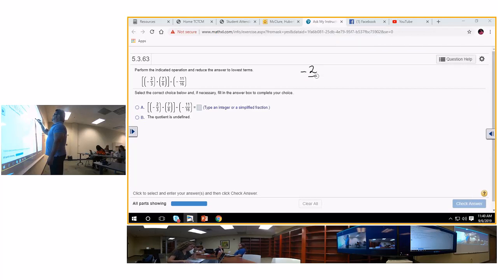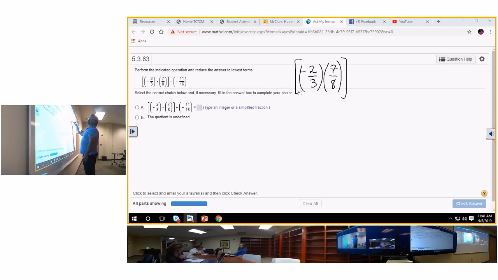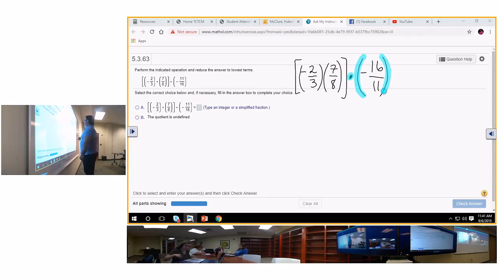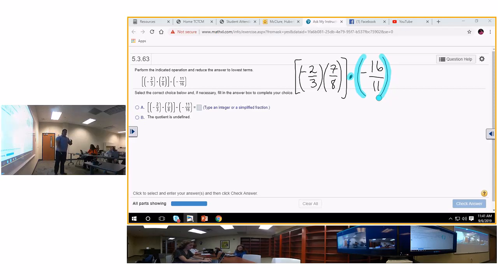Negative 2/3 times 7/8. And I'm going to put that in brackets. Multiplied by, I'm going to use that multiplication symbol, and 16 over 11. And I'm going to highlight that again. Now, if I highlight it, do you think y'all might need to highlight it in y'all's notes? Yes. Okay, because I'm changing that division symbol into a multiplication symbol, and I'm changing that negative 11/16. I'm turning it upside down and multiplying by the reciprocal.